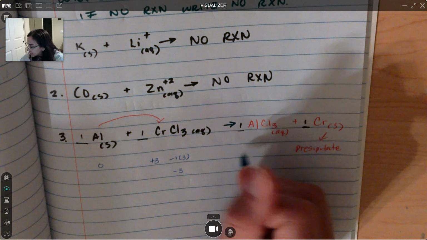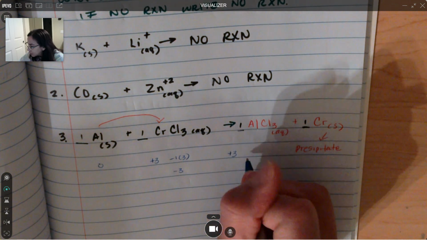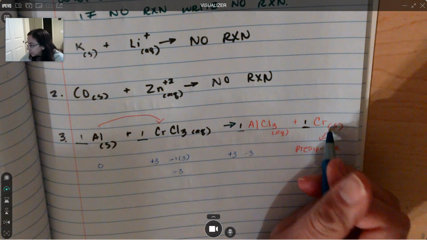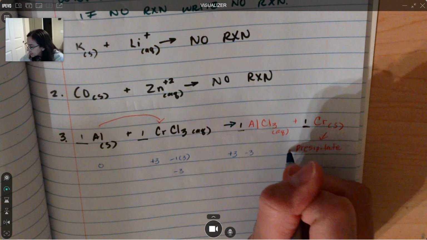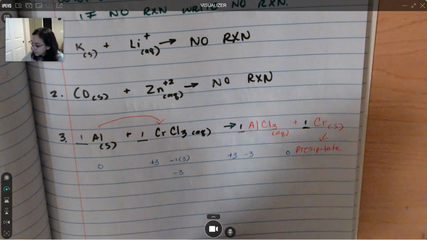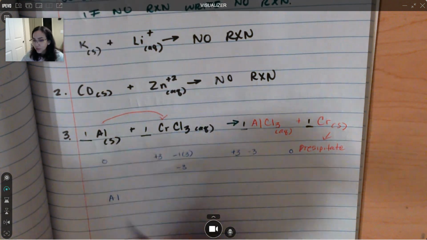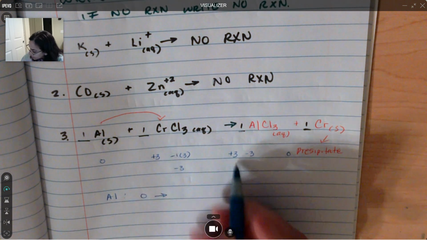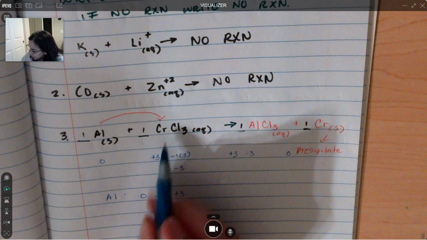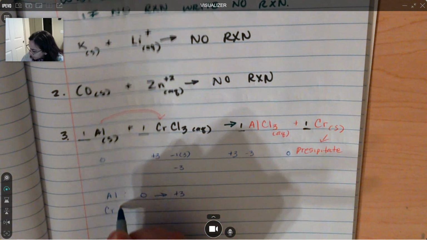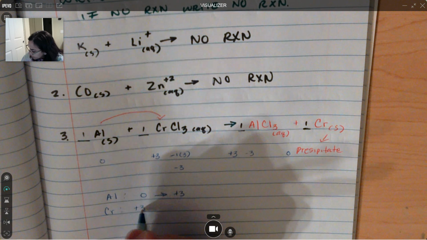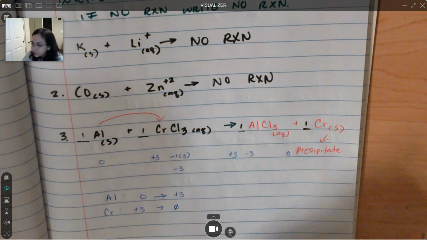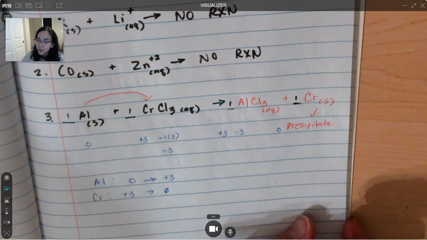Aluminum is now a +3. Chlorine is a -3. It's a -1, but there's 3, right? And chromium has a 0 associated to it. If I write these out, then aluminum goes from a 0 to a +3. Chromium goes from a +3 to a 0. And chlorine goes from -3 to -3. Nothing happens. I'm not even going to write it down.